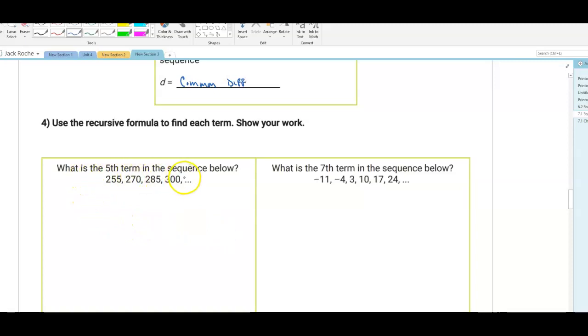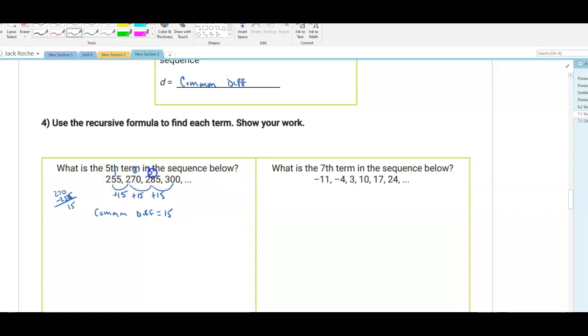What is the fifth term in the sequence below? What am I doing each time here? So I look for my common difference and I notice if I do 270 minus 255, what do I get? 15. So I go up 15, up 15, up 15. So my common difference here is 15.